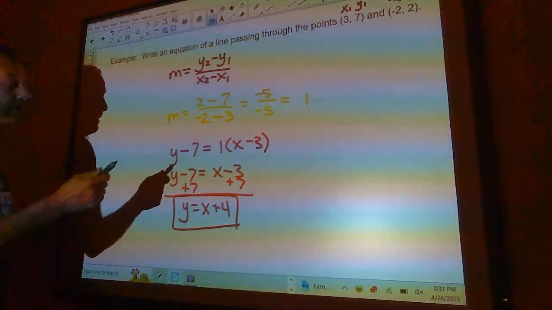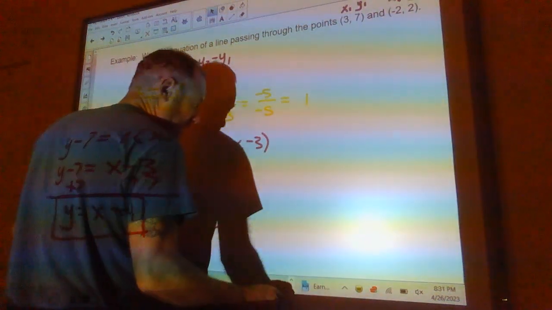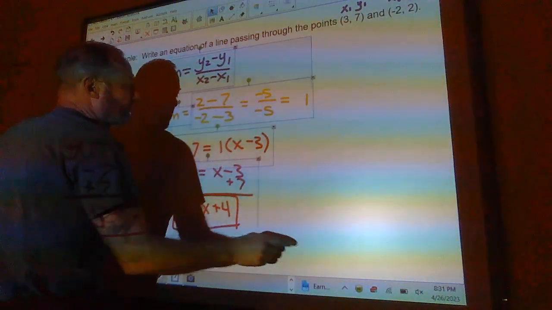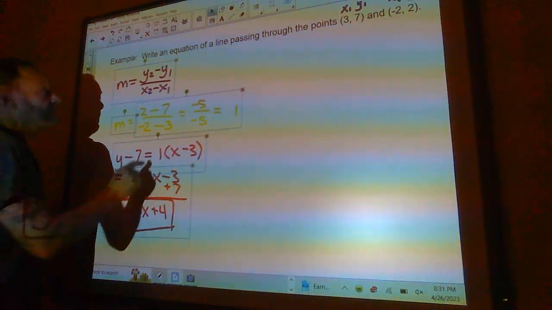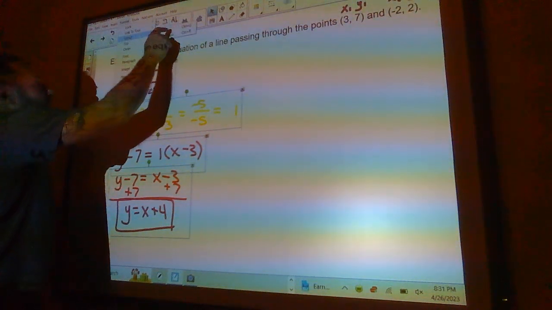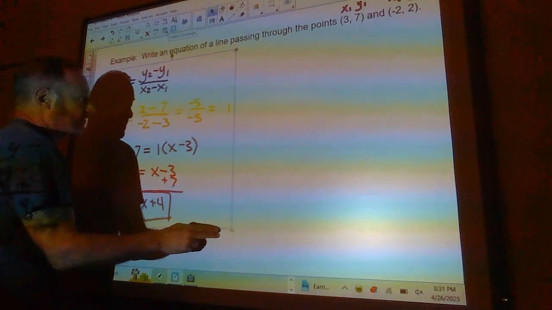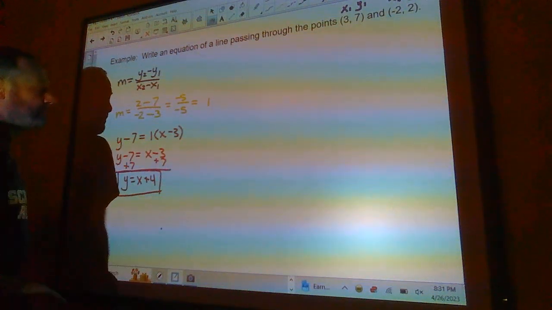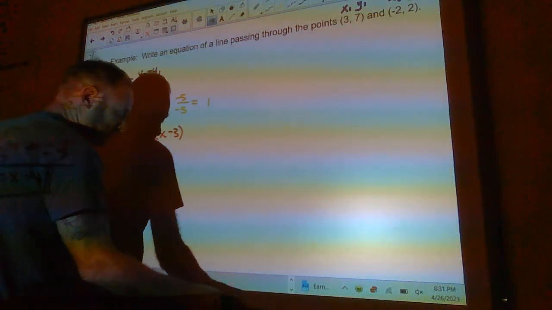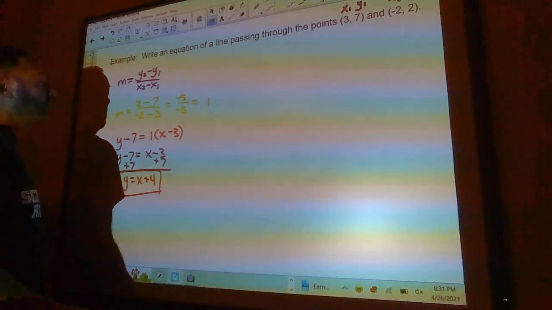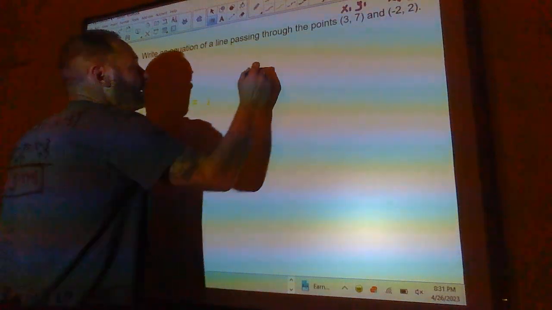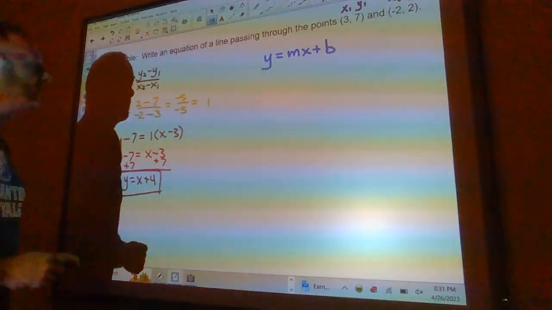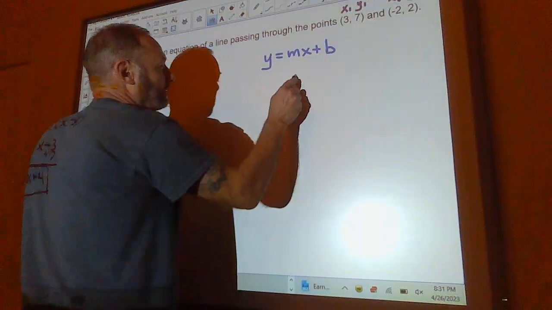Here's the other thing, too. I don't personally use point-slope form a lot, because I can do pretty much everything with slope-intercept form that I can do with point-slope form. So check this out. If I wanted to just use slope-intercept form, I've calculated the slope here, so I could use y equals mx plus b. And my slope would be 1, so that would go here.